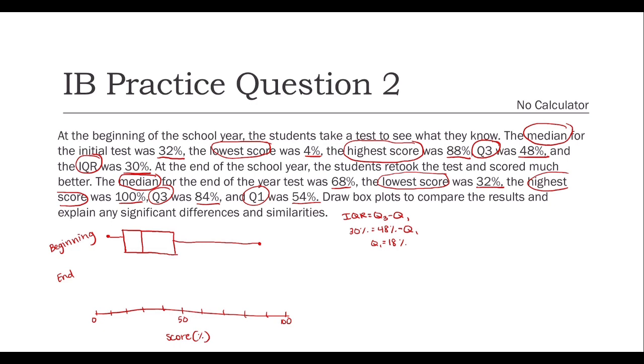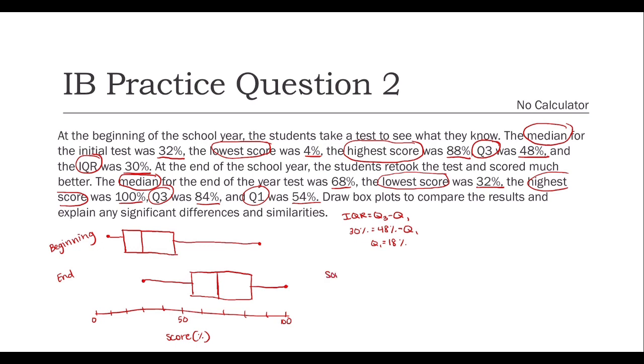For the end of the year, the median was 68%. So we'll draw a line for that. The lowest score was 32%. We'll put a dot there because it's the minimum. The highest score was 100%. We'll put a dot there. Q3 was 84. And Q1 was 54. So we'll draw a box around our middle three lines, and then we'll draw our whiskers out to the minimums and maximums. So now we've drawn the box plots. So we just need to explain any significant differences and similarities.